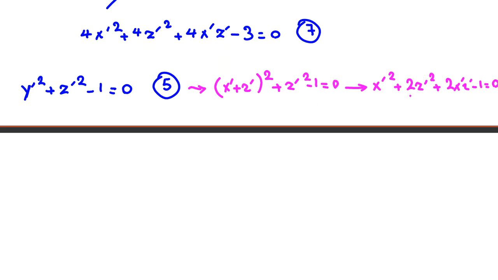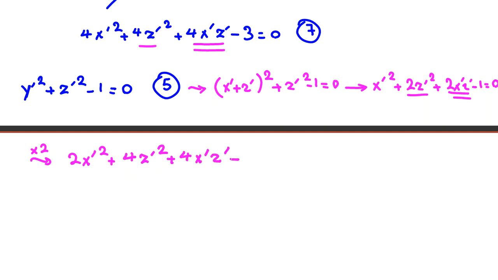I want to subtract. But first, for example, here we have 4z prime squared. Here we have 4x prime z prime. Here we have 2x prime z prime. So we multiply this one by 2. So it will be 2x prime squared plus 2z prime squared plus 2x prime squared plus 4z prime squared plus 4x prime z prime minus 2 equal to 0.